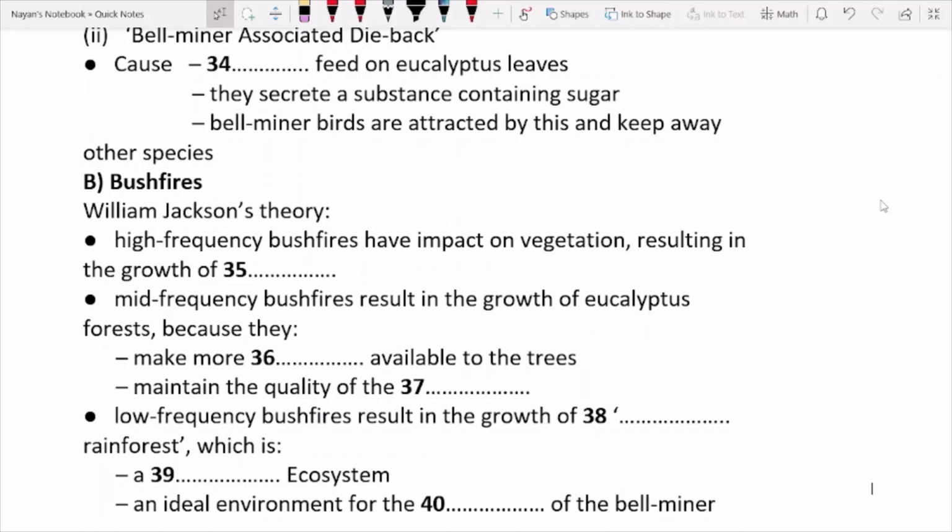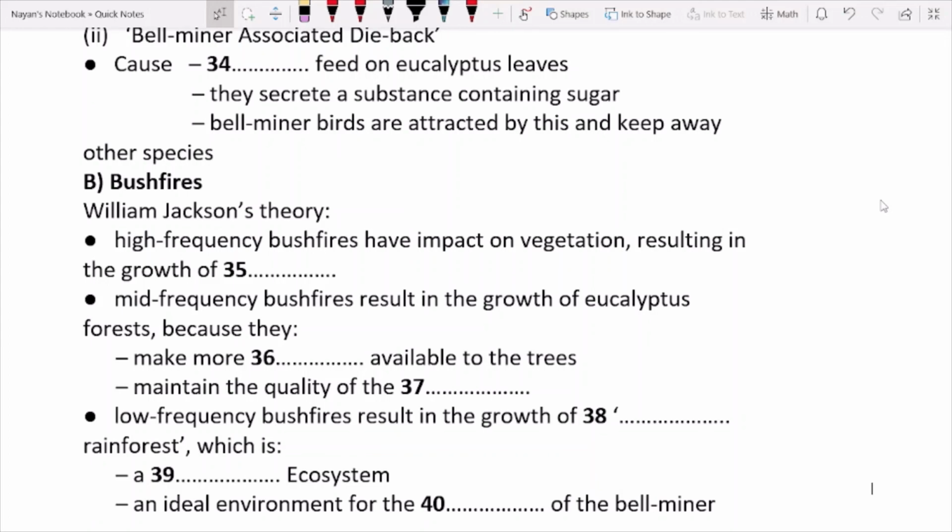The bell miner birds really like this solution, and in order to get as much as possible, they keep away other creatures that might try to get it. So these birds and insects flourish at the expense of other species, and eventually so much damage is done to the leaves that the tree dies. But experts say that trees can start looking sick before any sign of bell miner-associated dieback. So it looks as if the problem might have another explanation.